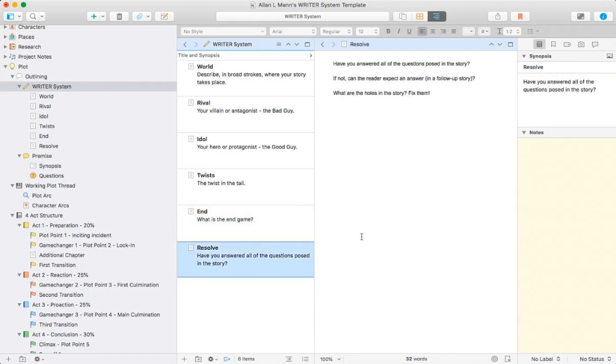An R in writer, resolve. So have you answered all the questions in the story? If not, you can expect the reader is going to find the holes in the story too. So what are all the plot holes that may be there, and try and then fix them.